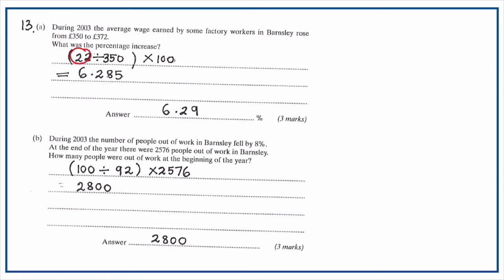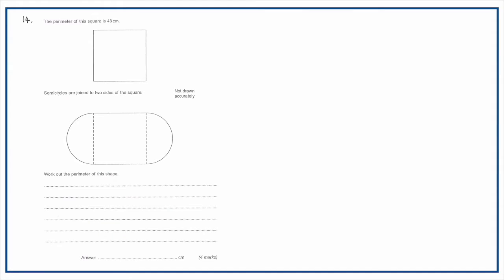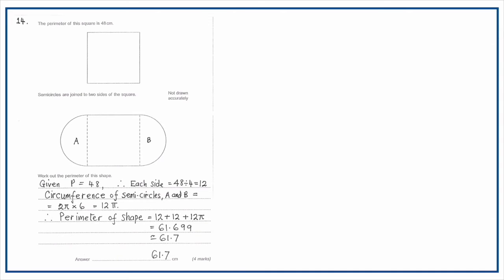Question 14. The perimeter of this square is 48 centimeters. Semicircles are joined to two sides of the square. Work out the perimeter of this shape. So we've been given that the perimeter equals 48. The square has four sides, therefore each side would equal 48 divided by 4, which equals 12.